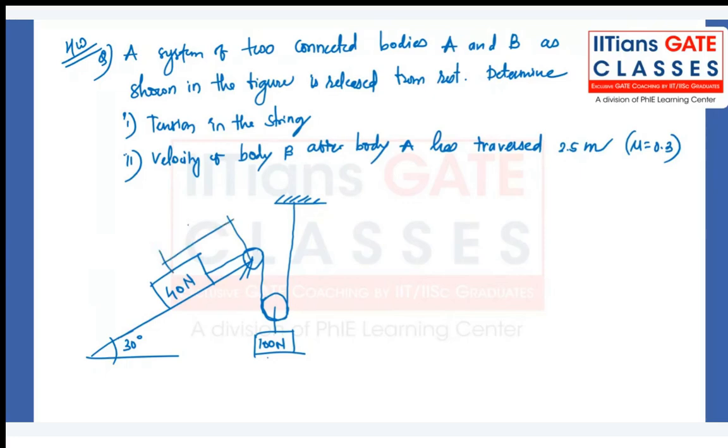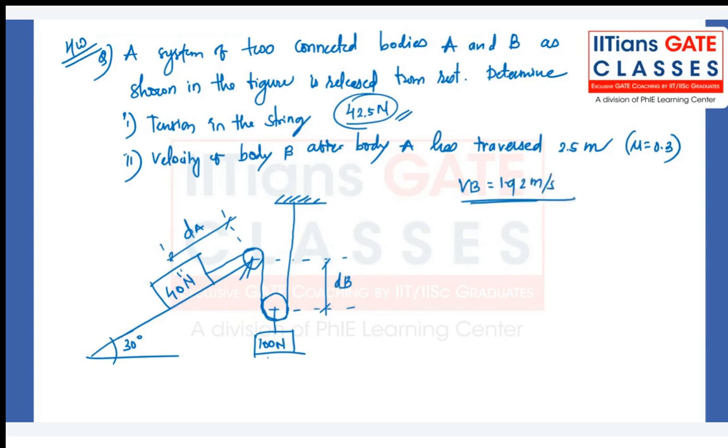Okay, so this is D, you can say the DB. Yeah, solve this for homework. You can try it later. The tension in the string is some Newton, and velocity of body B is 1.92 meters per second. So these are the answers for it. You can solve it during your free time, okay.